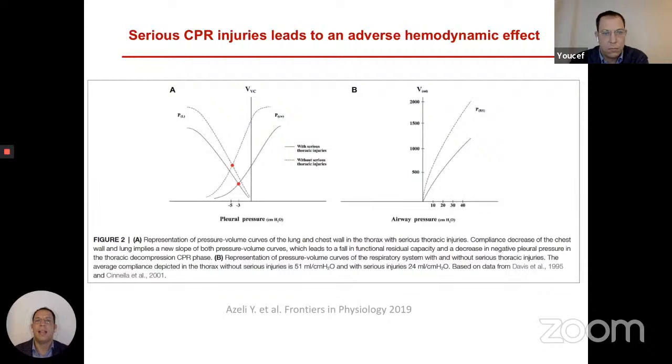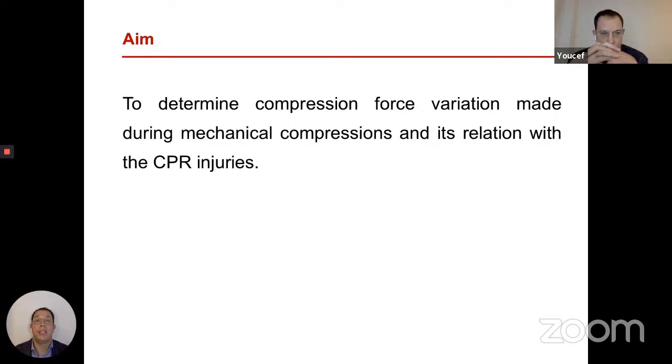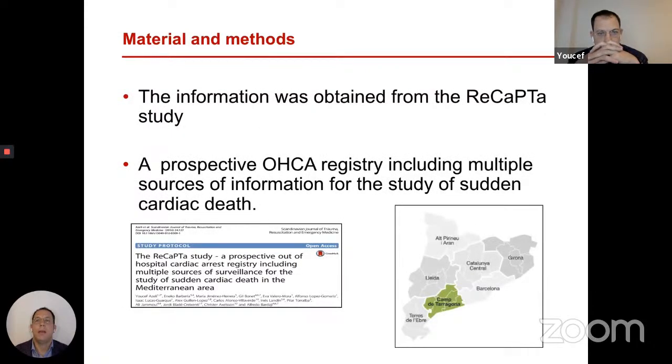We have reviewed and analyzed this issue using the Canva diagram, which highlights the need to maintain the mechanical properties of the chest during CPR. The aim of this study is to determine compression force variation made during mechanical compression and its relation with the CPR injuries. The information was obtained from the RECAPTA study, which is a prospective out-of-hospital cardiac arrest registry including multiple sources of information for the study of sudden cardiac death. RECAPTA includes a specific protocol for the study of CPR injuries.